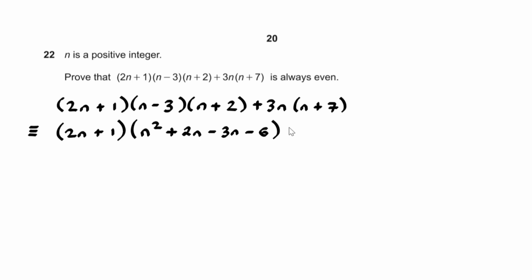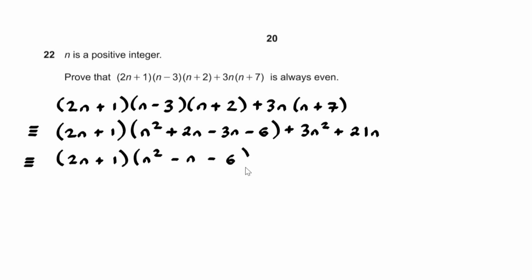Then I've got 3n times by n, which is 3n squared. 3n times by 7, which is 21n. So if I simplify this even further, I have 2n plus 1 multiplied by, now here I've got n squared, then I've got 2n minus 3n, which is minus n, then I've got the minus 6, and then I add on to this 3n squared plus 21n.